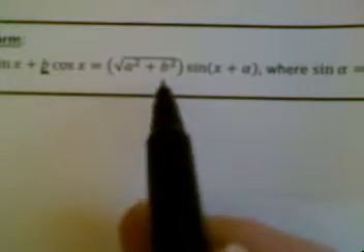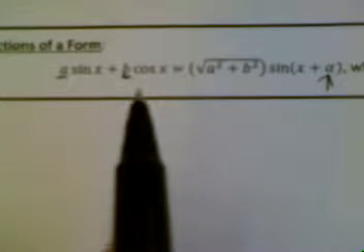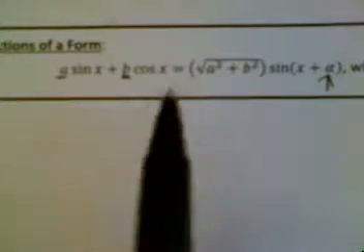And it is supposed to be equal to the square root of a squared plus b squared, times the sine of x plus, now notice this is not a, this is alpha, where sine of alpha is equal to this thing and cosine of alpha is equal to this thing. Now, there's a lot going on here. The focus is that I can take the addition of a sine and a cosine function, as long as they're the same angle, and write them as a single sine function.